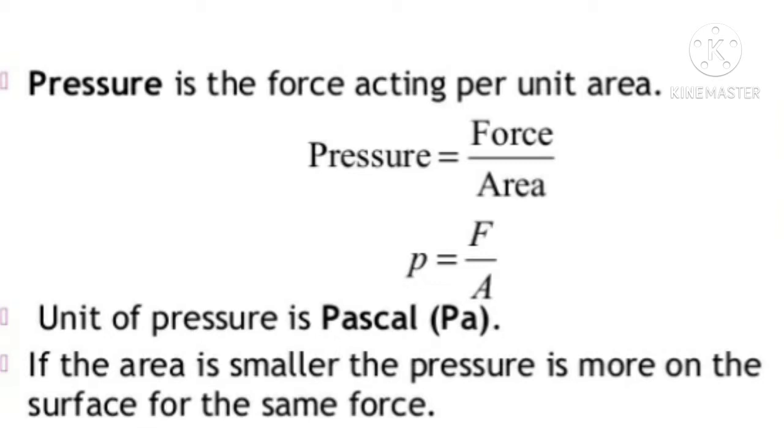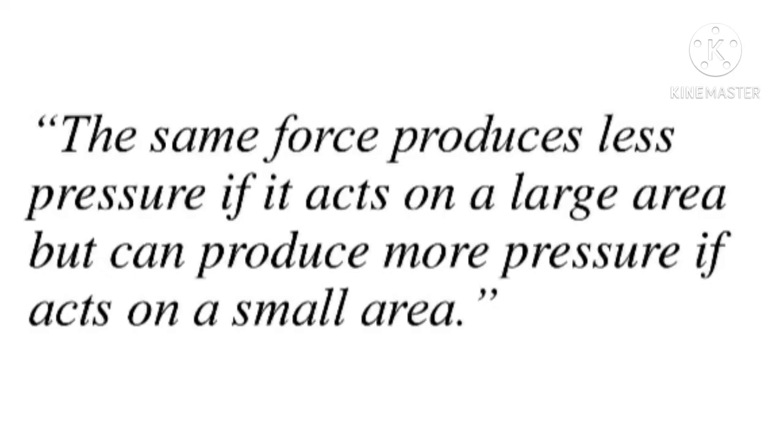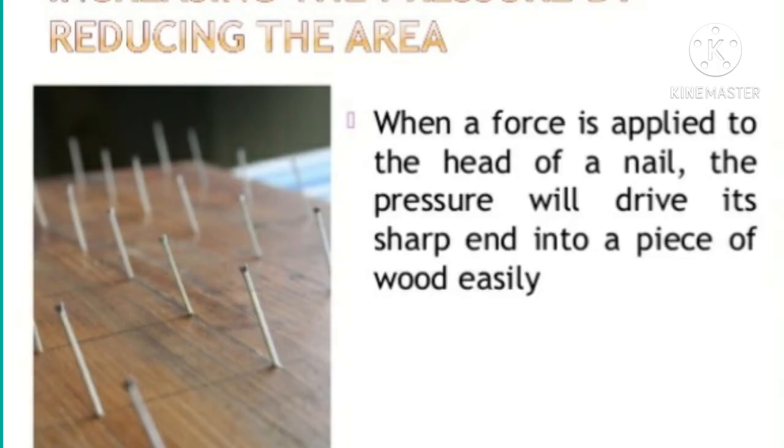Since the area is in the denominator of the pressure formula, it means that the larger the area of the surface, the smaller will be the pressure produced by a given force. And the smaller the area of the surface, the larger will be the pressure produced by the same force. The area of the pointed end of the drawing pin is very small, due to which the force of the thumb produces a large pressure on the piece of wood. This large pressure pushes the drawing pin into the piece of wood.